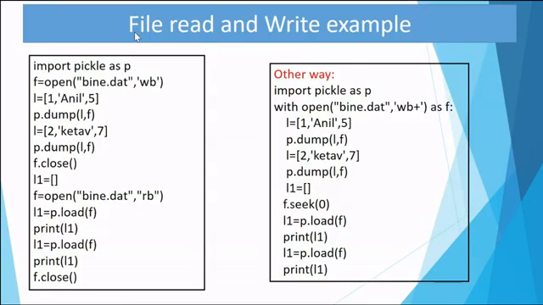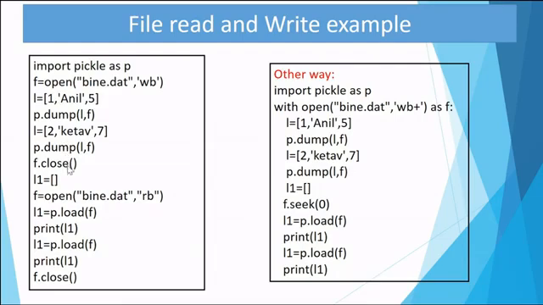Okay, how to read and write, this is one of the examples. I have imported pickle because I am using its dump and load methods, and I have given it an alias P. So instead of writing pickle, I'll write only P now. I have opened a binary file, bind.dat, in write binary mode. L is my list. I am dumping L into F, that is, the list is written into the F object. I made one more list and I dumped it again, and I closed it.